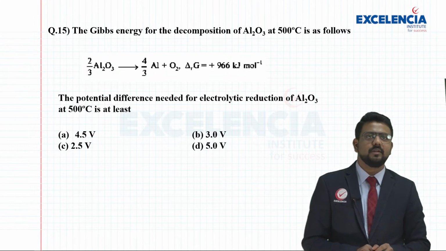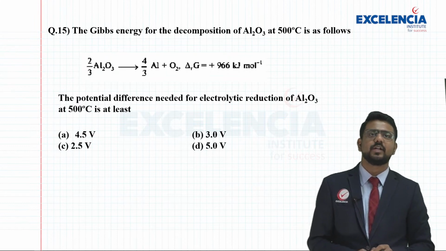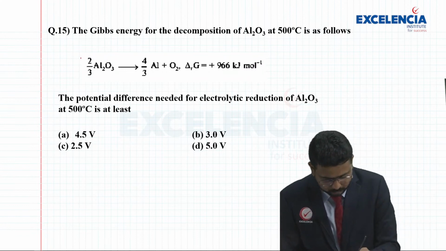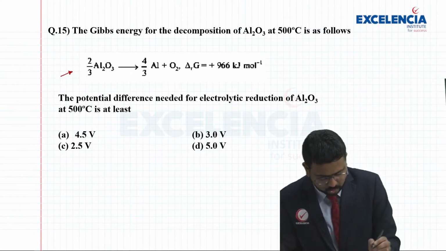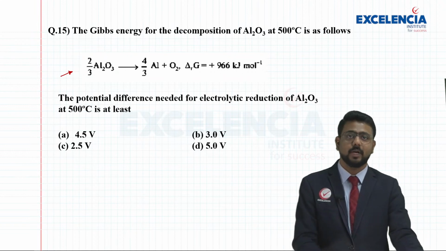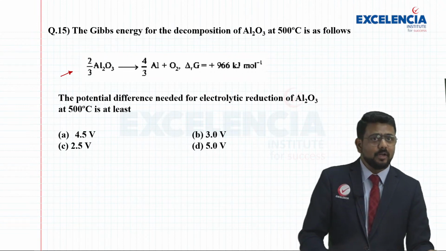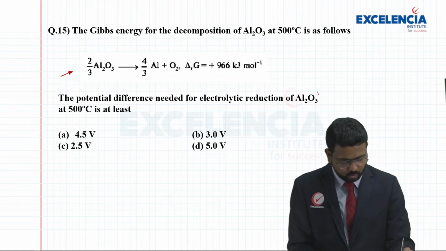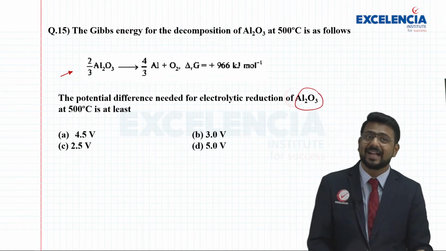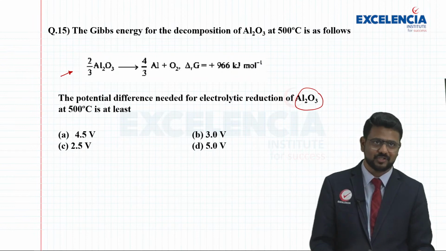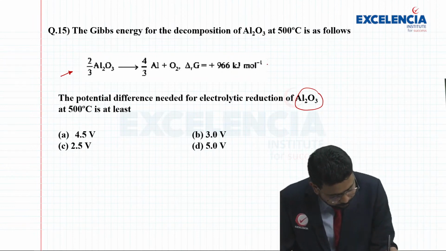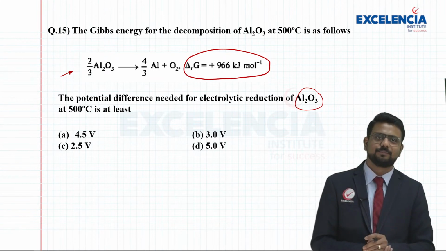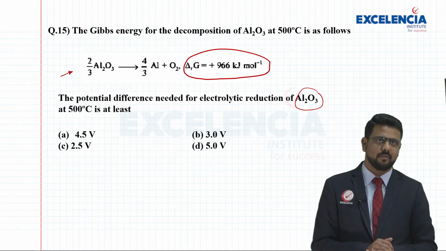The Gibbs energy for the decomposition of Al2O3 at 500 degrees Celsius is as follows. Now see, the first and foremost thing, you have been given the decomposition of Al2O3, right? The potential difference which is needed for the electrolytic reduction of Al2O3 is at least, you have been given these options, okay? Now, for this particular reaction, you have been given the Gibbs energy value, right? And they're asking you to find the potential difference.